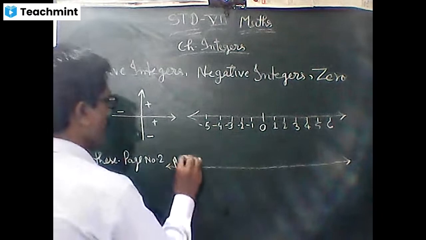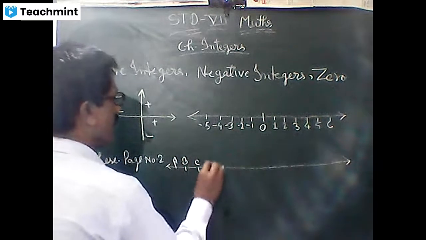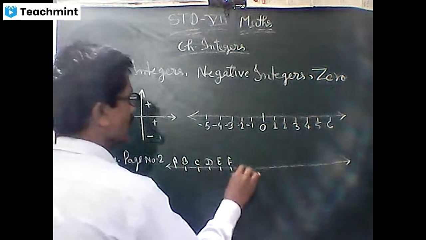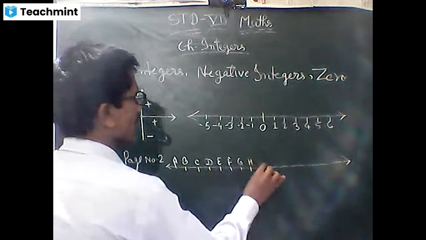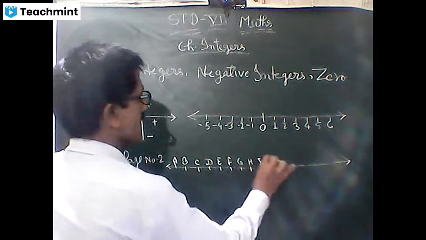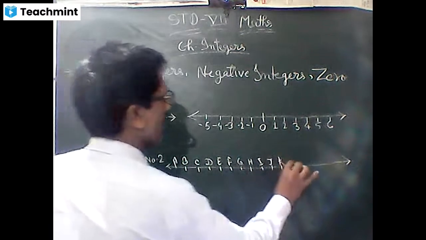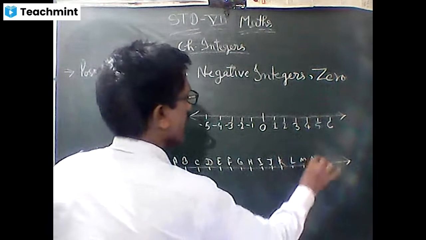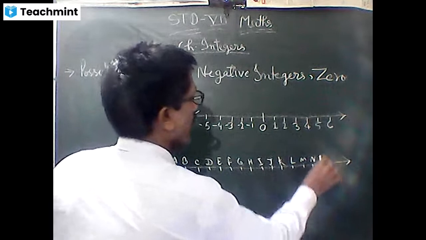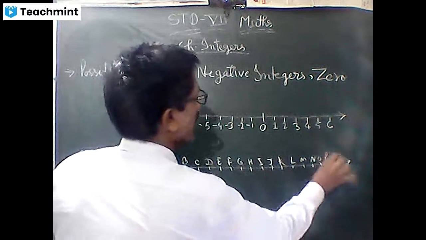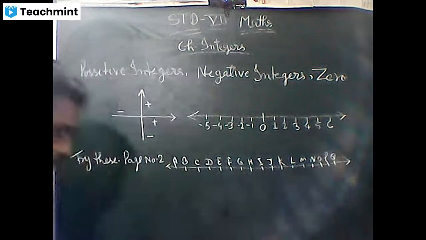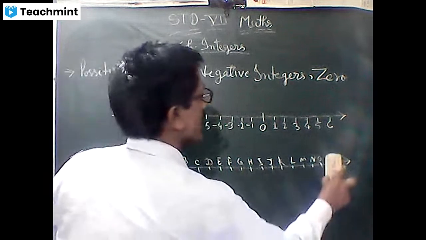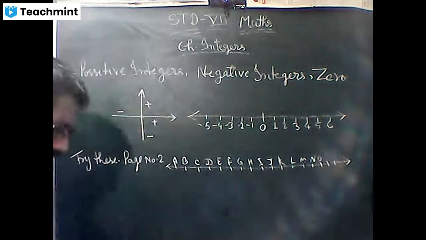A, B, C, D, E, F, G, H, I, J, K, L, M, N, O, P, Q. Only that is for M, N and O. Now we have to identify.